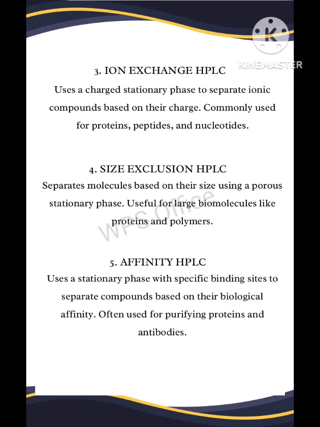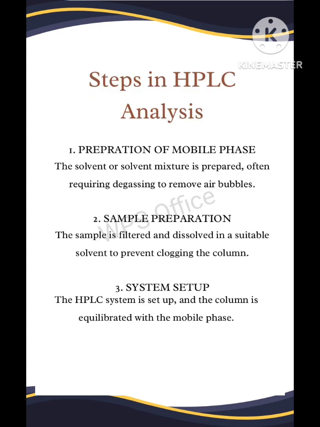The third one is ion exchange HPLC. It uses a charged stationary phase to separate ionic compounds based on their charge. It is commonly used for separating proteins, peptides, and nucleotides. The fourth type is size exclusion HPLC. It separates molecules based on their size using a porous stationary phase, useful for large biomolecules like proteins and polymers. The fifth and last type is affinity HPLC, which uses a stationary phase with specific binding sites to separate compounds based on their biological affinity, often used for separating proteins.